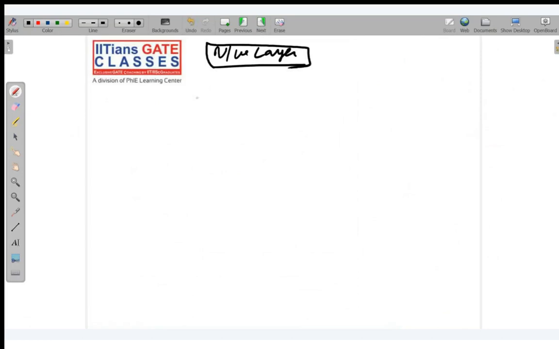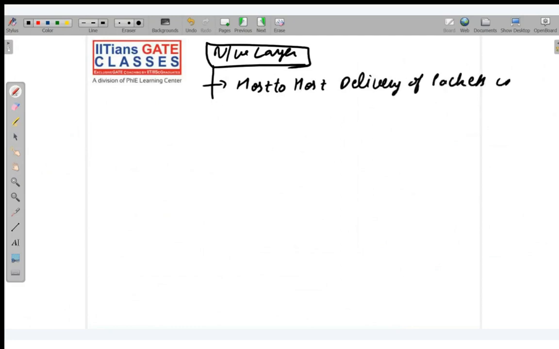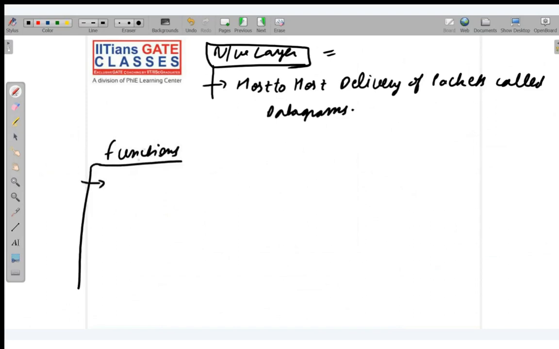Network layer. So what was the responsibility of the network layer? Host to host delivery of packets, and here packets are called datagrams. That is the basic functionality of the network layer. Now we are going to study the functions, the functions performed by the network layer. The very first function is logical addressing. I will write it and then explain. Next is routing. Next function is quality of service.